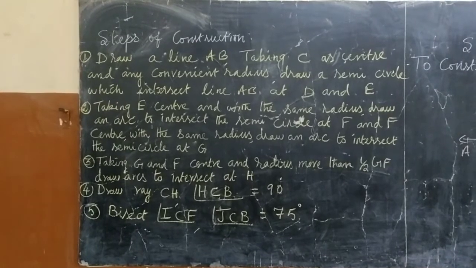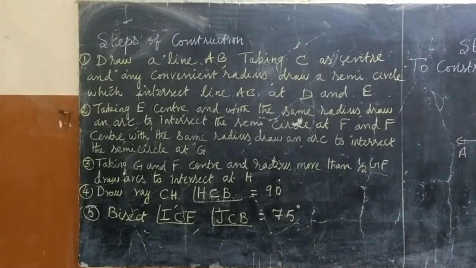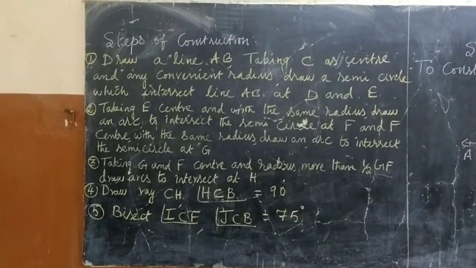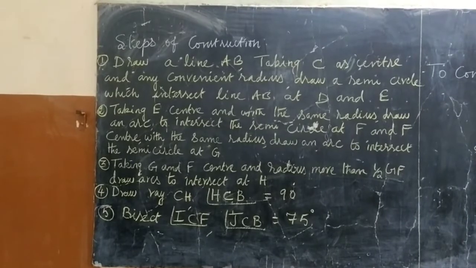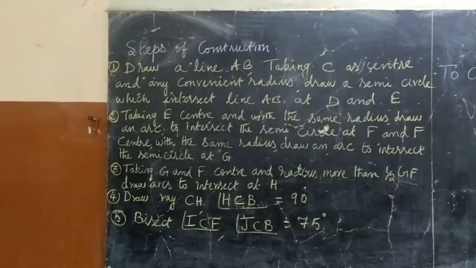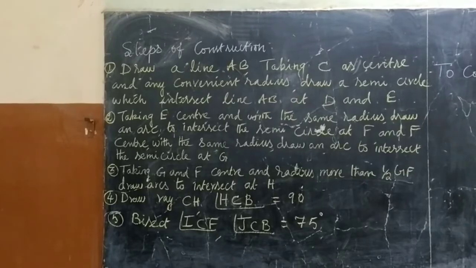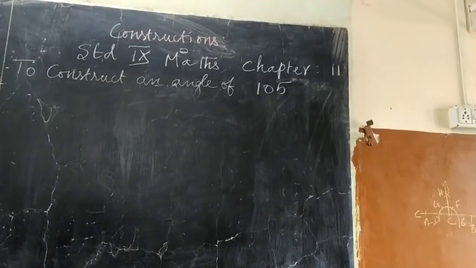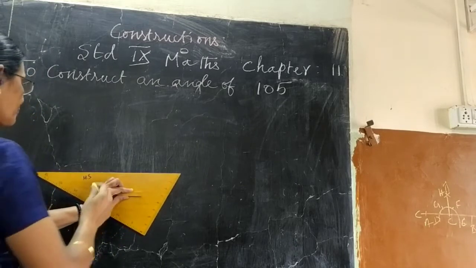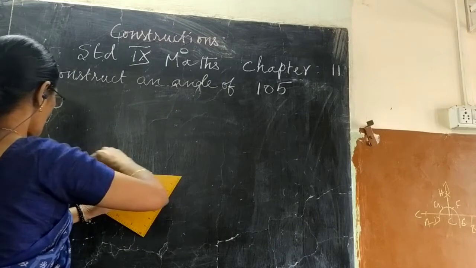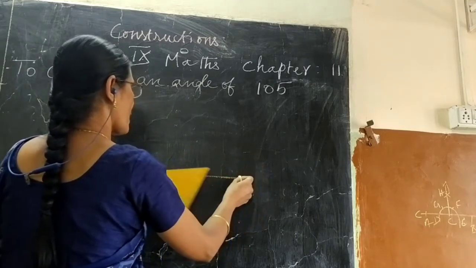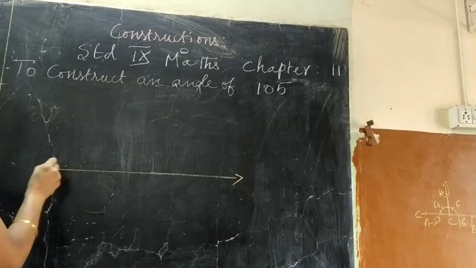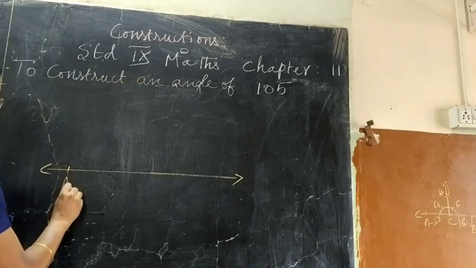Draw ray CH, angle HCB is 90 degree. Now bisect angle ICF, angle JCB is equal to 75 degree. So the required angle JCB is equal to 75 degree. The next construction is construct an angle of 105 degree. To construct 105 also, first we are going to construct 90 degree and we are going to bisect some angle. We will get the required angle, which is 105.